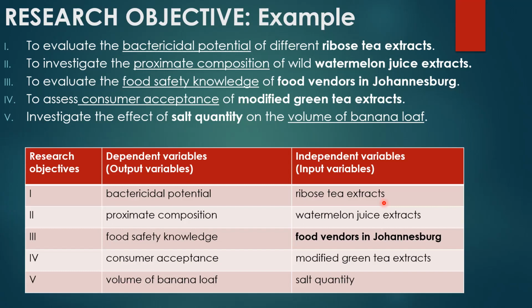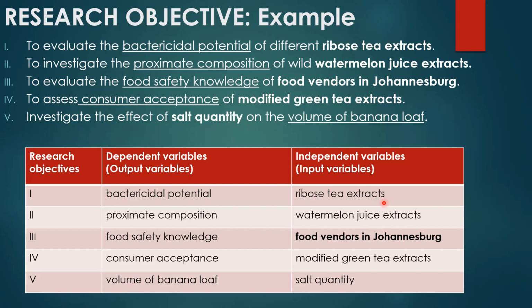Let's see the next one. So what are we investigating? We are investigating the proximate composition of wild watermelon juice extract. You know, we have the sweet watermelon that we buy from the shops, but there is also some watermelon that is in the wild. So what do I want to investigate? The proximate composition. So what am I going to do? It means I have to get watermelon juice extract, take it somewhere and perform an experiment to get the proximate composition. The proximate composition is what I'm going to measure after or during the experiment, so it automatically becomes my dependent variable. And the watermelon juice extract will automatically be my independent variable.